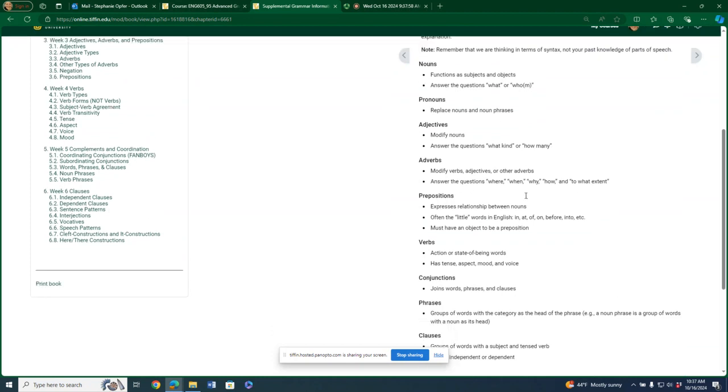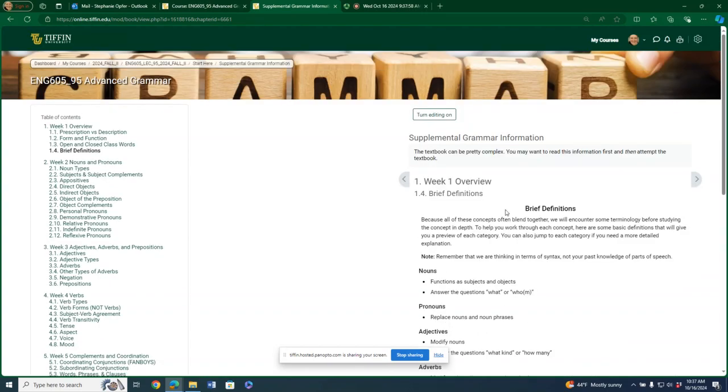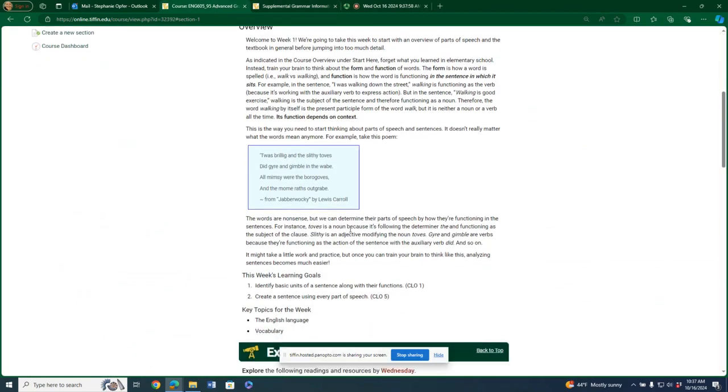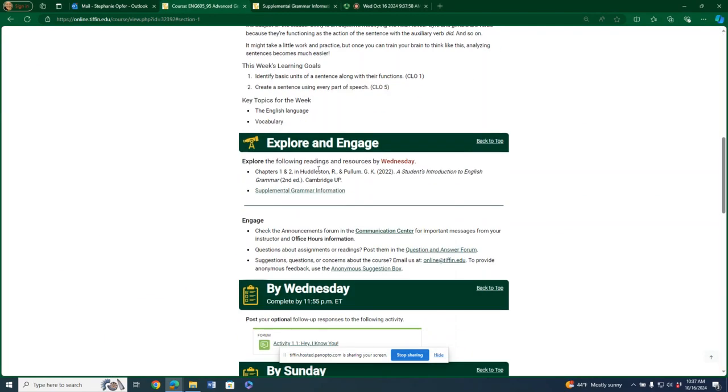So use this page, and you can always come back to it. It's always here in the supplemental grammar information. So that's the overview. We are only going to be doing chapters 1 and 2 in the textbook for this week, so be sure to read those.